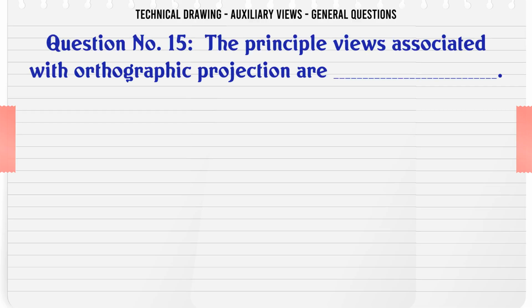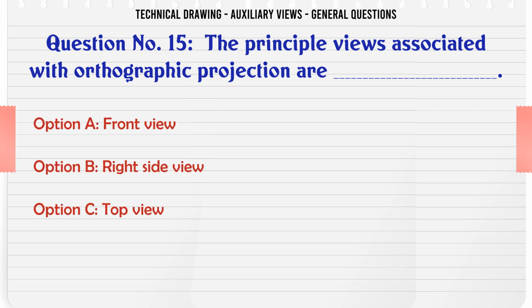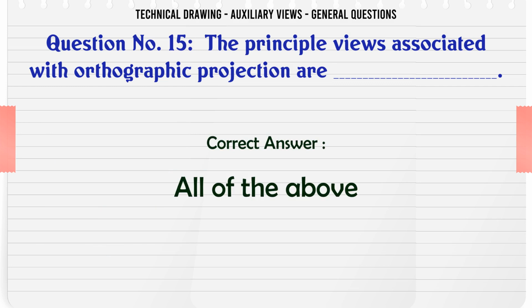The principal views associated with orthographic projection are A. Front view. B. Right side view. C. Top view. D. All of the above. The correct answer is all of the above.